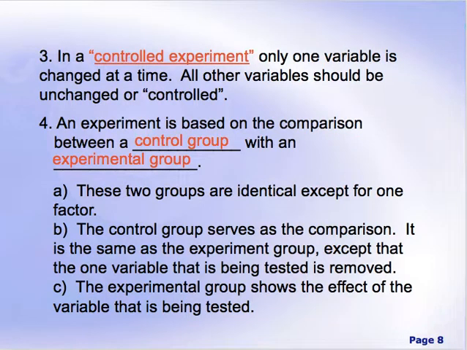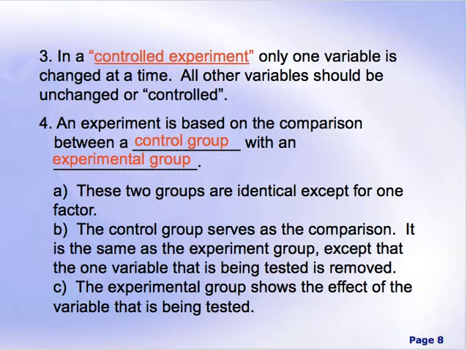So in a controlled experiment, only one variable is changed at a time. Like I said, all other variables should be unchanged or controlled. That's key. A controlled experiment has a controlled variable. An experiment is based on the comparison between a control group with an experimental group. The way I like to say it, a control group is the thing that's going to stay normal. It's the thing that doesn't get messed with at all.